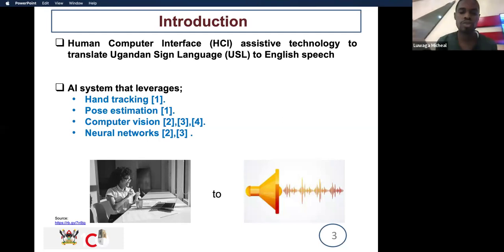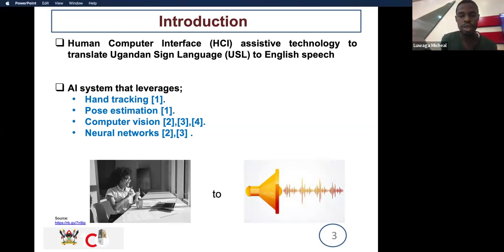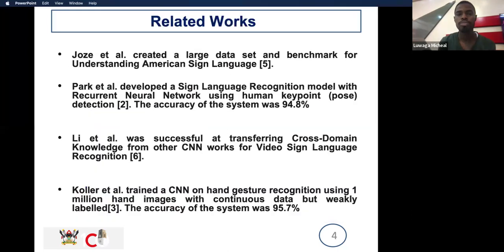Our system leverages hand tracking because, as we are signing, we use hand movement, and also pose estimation, because we move the body in different shapes. We are using computer vision because we shall be collecting these signs with a webcam and translating them into images. And also we are leveraging neural networks because we are capturing patterns from these videos. As you can see from down here, we are showing a person seated in front of a laptop trying to translate signs, and the output is audio.